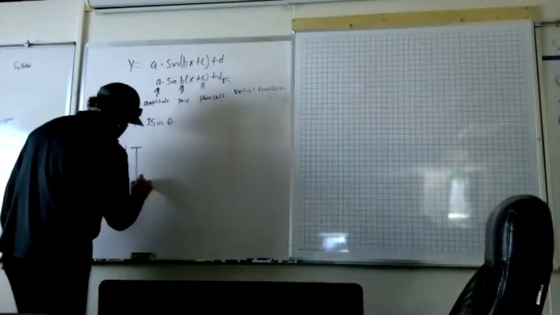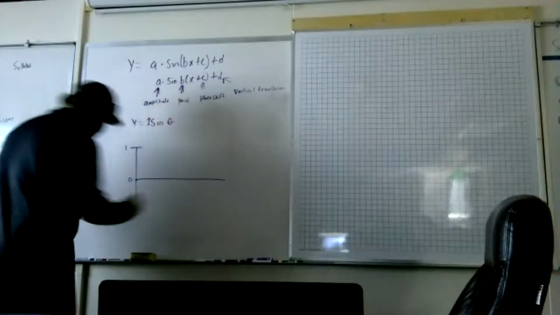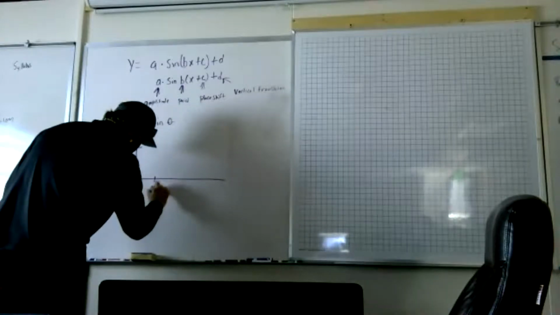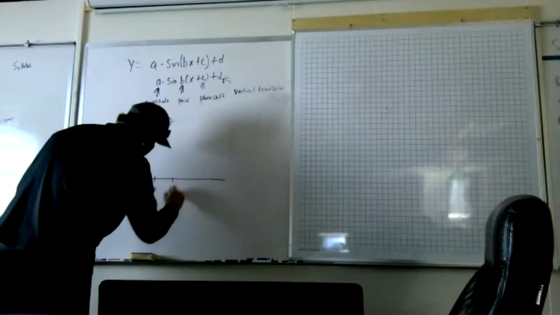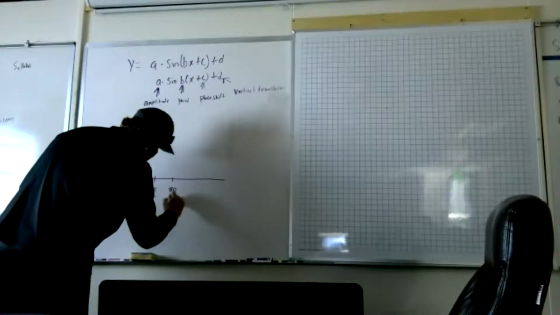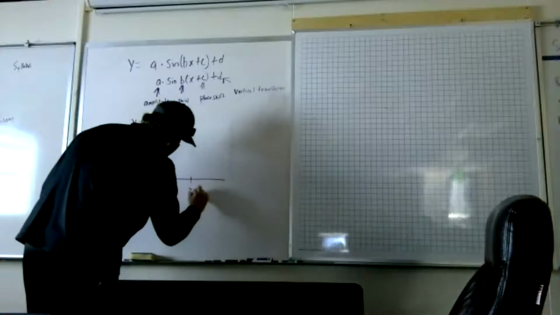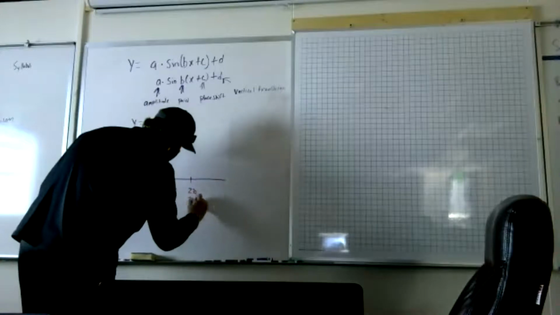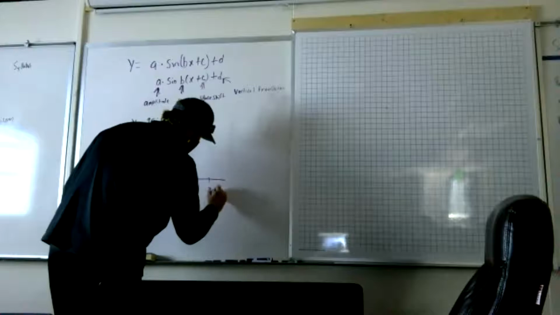Right here. Okay, this is 0, 0, 0. It's going to start there. This is 90, or pi over 2. 180, or pi. 270, or 3 pi over 2. 360, or 2 pi. Okay?